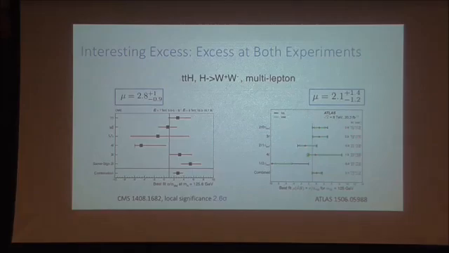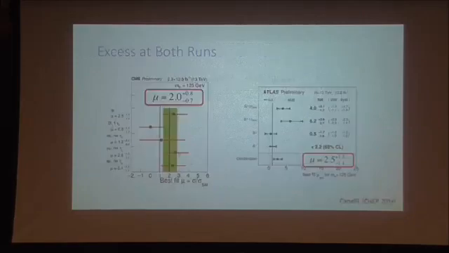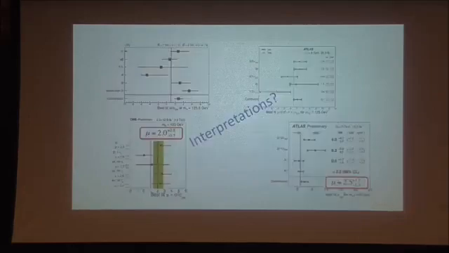Not only have we seen this excess in both experiments, we have seen it in both runs. Here is the signal strength from early Run 2 data: CMS sees a signal strength of 2.0, and ATLAS sees a signal strength of about 2.5. Of course this is not 750, but we have seen it in both experiments and in both runs, so I think that is something worth paying attention to. In this talk, I'm going to talk about two possible interpretations of this excess and the implications for future experiments.